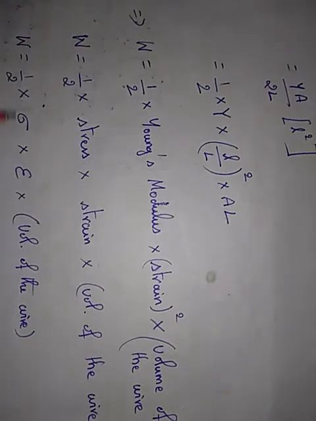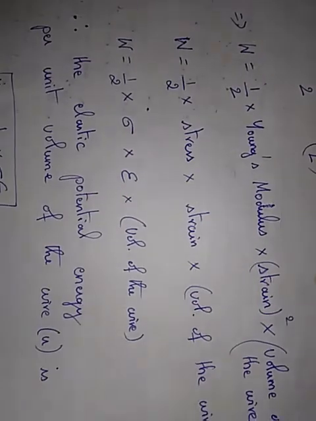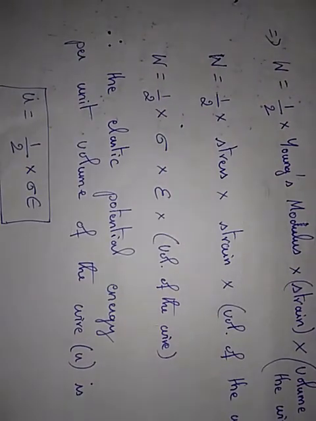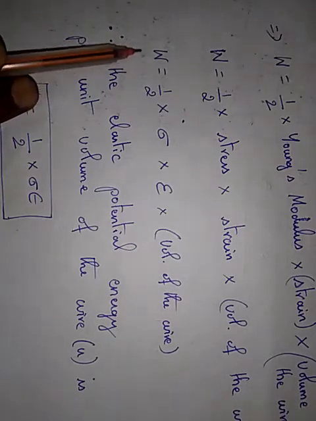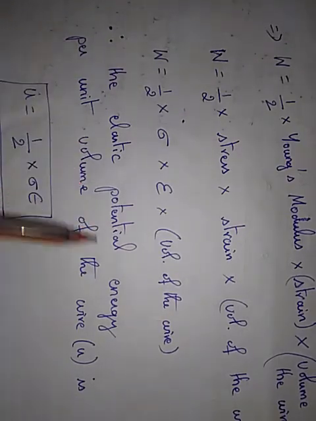So now we represent this work done in symbolic notation. So work done is equal to half into sigma. Sigma is represented for stress and epsilon is represented for strain into volume of the wire. Now if you bring this volume of the wire, you will get the elastic potential energy per unit volume. That means W by volume of the wire gives the elastic potential energy per unit volume of the wire, U.